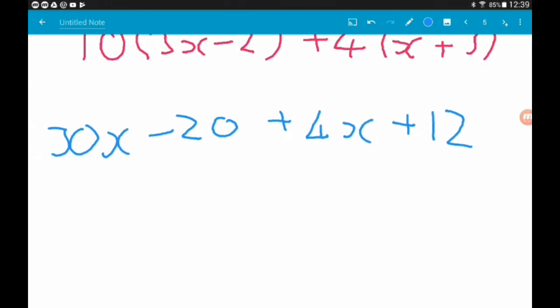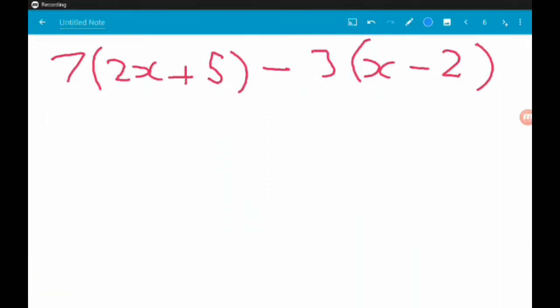Now we need to simplify. So, again, we've got two different types of term. We've got x's and number terms. So, we've got 30x and 4x. So we've got 34x, and then in terms of our numbers, we've got minus 20 add 12. So minus 20 add 12 comes up to minus 8. So again, there's our answer. Job's a good one.